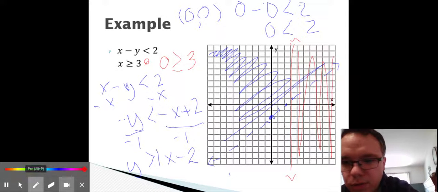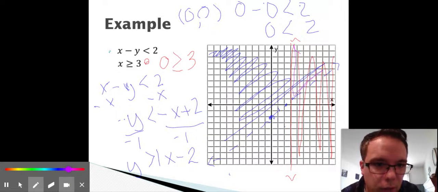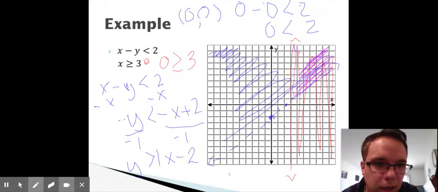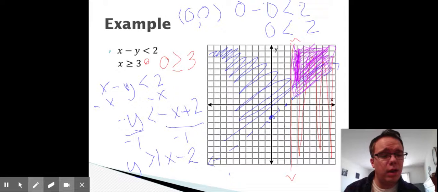So where do those two intersect? Well, it's up in this corner over here. So I would again shade in this dark part where they overlap. So the purple is my solution. So hopefully that helps you to graph linear inequalities.